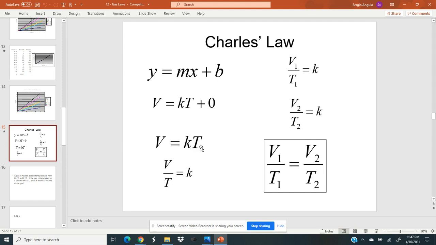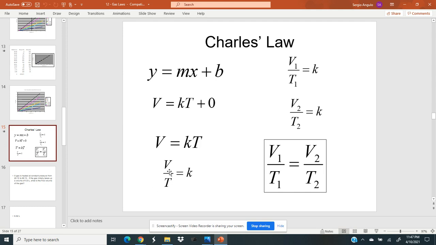That will give you the slope of the line here. So whatever your temperature is, multiplied by K, that's going to give you your volume. And if you change the temperature, you plug in a new temperature, you get the right volume. Now what we're going to do is divide both sides by T so that we get V over T is equal to K. So there's a ratio, V over T. K is a ratio of V over T. And what that means is that for every change of temperature, you're going to get the same change of volume.